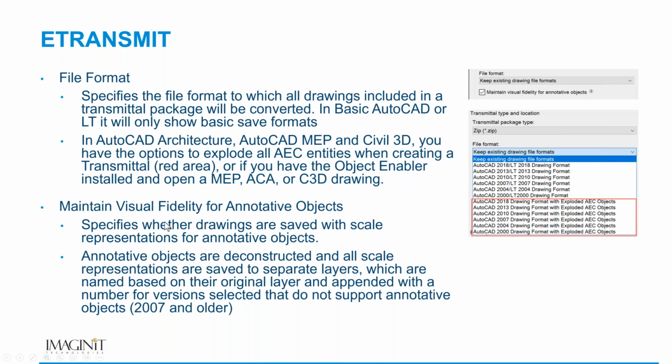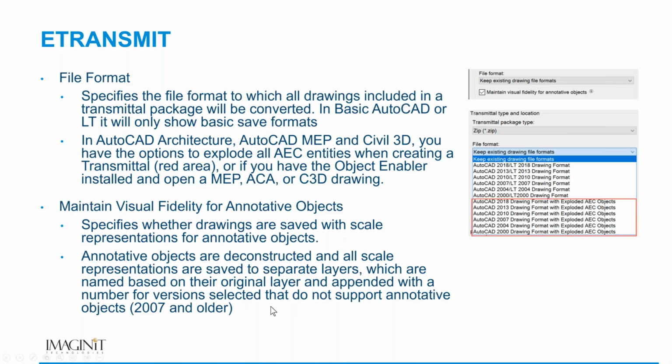So this maintain visual fidelity for annotative objects specifies whether or not drawings are saved with scale representations for annotative objects. What this means is that if you're saving to a format that is 2007 and older, so the 2007, 2004, and 2000 format, and you've got annotative objects, it's going to create new layers for every annotation scale that you have assigned to those objects and put that particular exploded annotation on that layer.